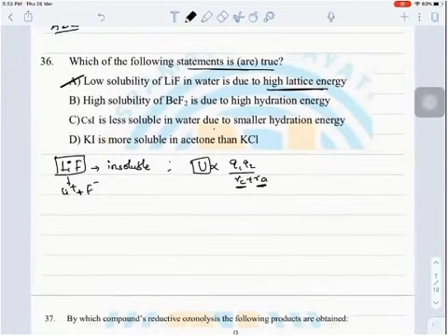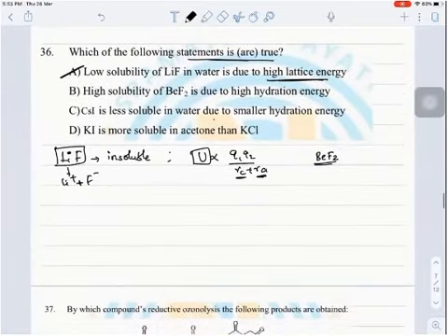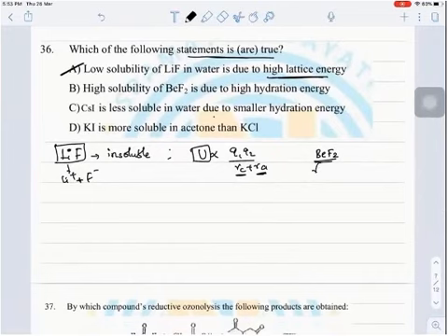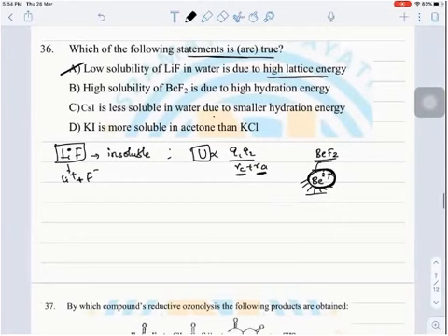Next, high solubility of BeF2. BeF2 is water soluble. It is readily soluble in water because of Be plus 2, due to the small size and high charge. Due to high charge, it will take more water molecules and its hydration energy is more. So, the sum of the hydration energies of Be plus 2 and F minus dominates the lattice enthalpy. So, it's highly soluble in water.